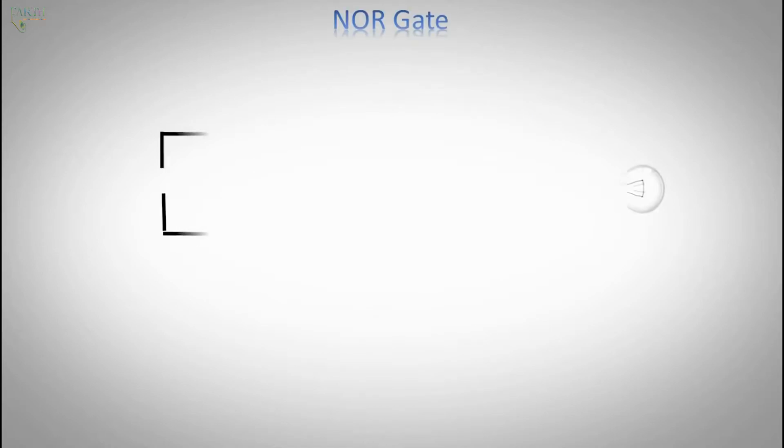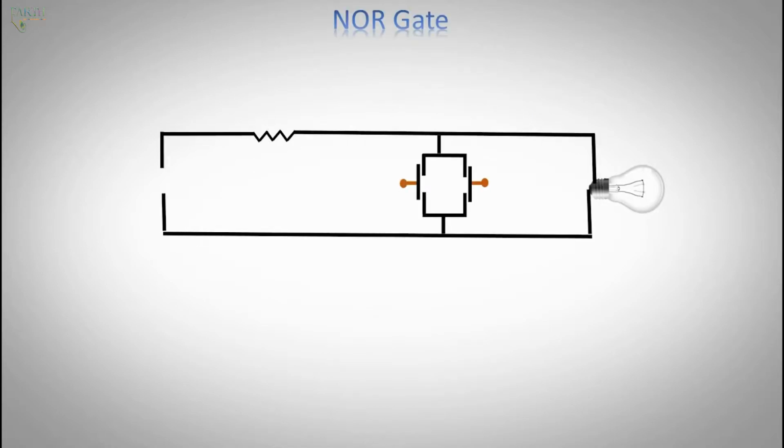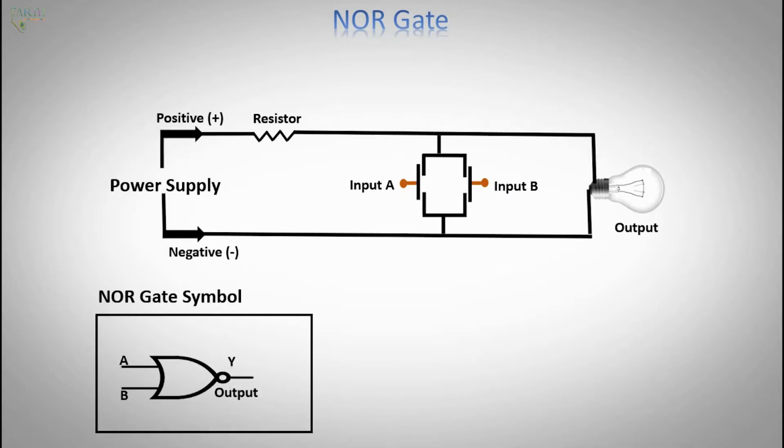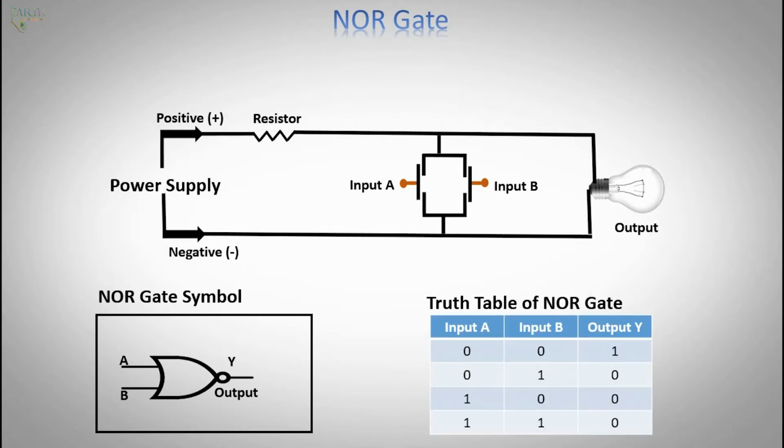NOR gate. NOR gate circuit diagram. Resistor. Input A. Input B. Output. Power supply. Positive. Negative. NOR gate symbol. Truth table of NOR gate.